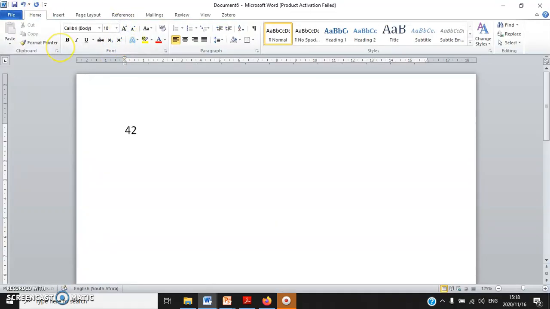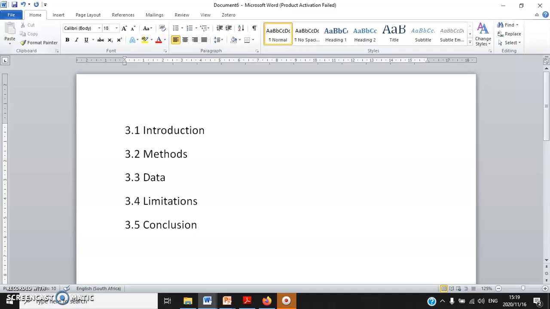So my recommendation is 3.1 would be the introduction. 3.2 would be the methods. 3.3 would be the data. 3.4, this is optional. Just think if there is really a need, limitations. Then the last one will be the conclusion before you move on to chapter 4, the empirical data analysis. Again, assuming your research essay does involve or require empirical data analysis.